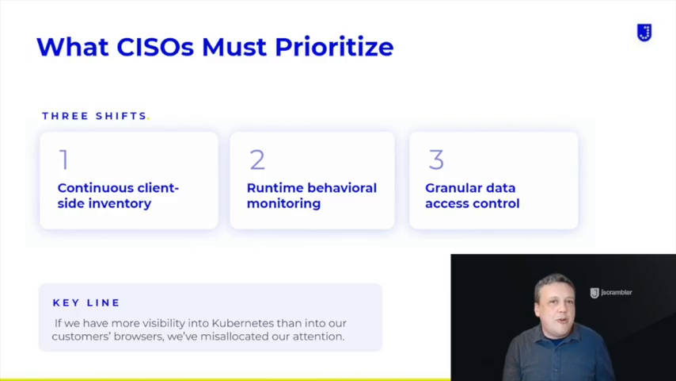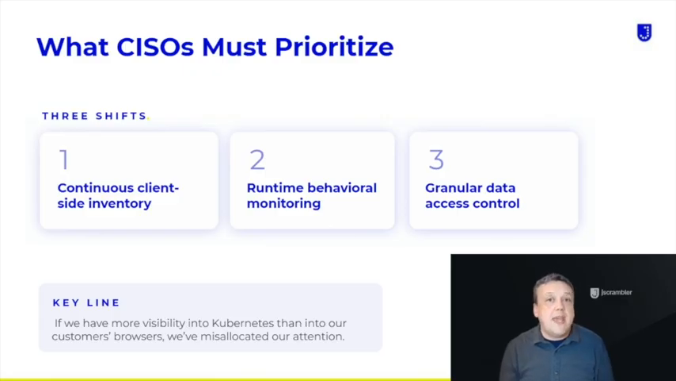Now, this is the operational shift. 3 things CISOs need to prioritize now. First is continuous client-side inventory. So not a quarterly audit of deployed libraries, but a live, continuously updated view of what's executing in your users' browsers right now. What scripts are active? What AI components? What APIs are they calling? That inventory needs to be granular. It needs the version, it needs the behavior levels, because a supply chain attack can easily hide in a minor version bump.